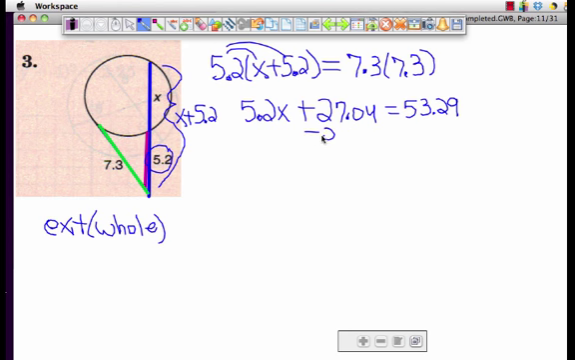We're going to subtract 27.04 from both sides. Minus 27.04, and we have 26.25. You can double check the calculations for me, please. And then divided by 5.2, you get about 5.